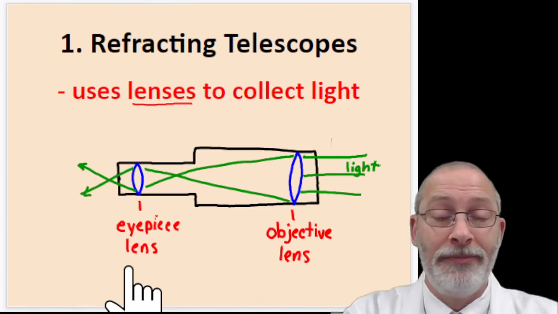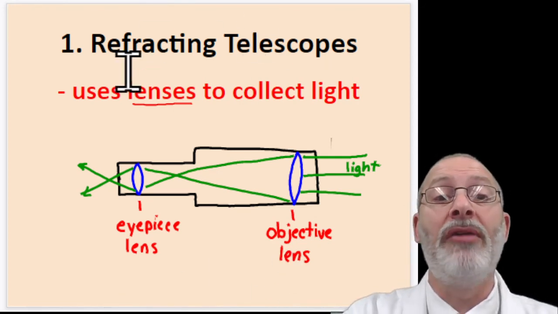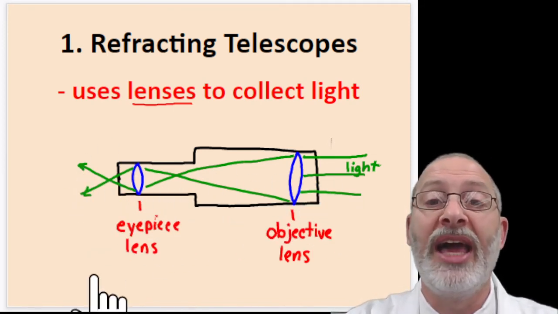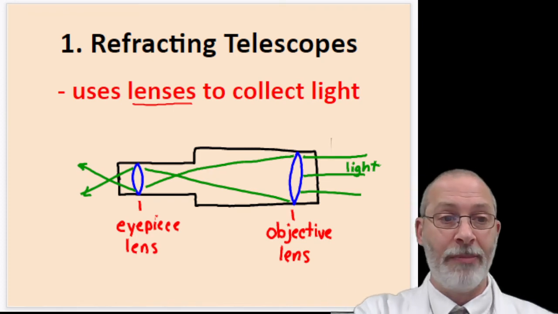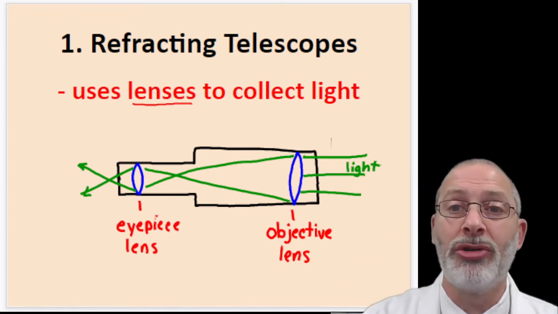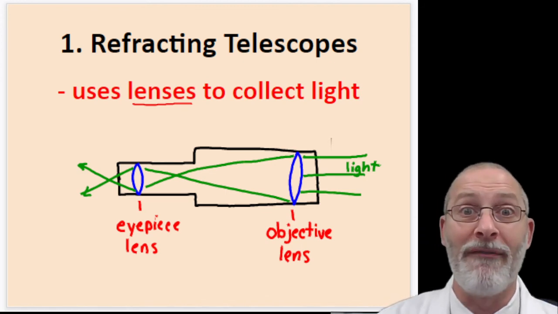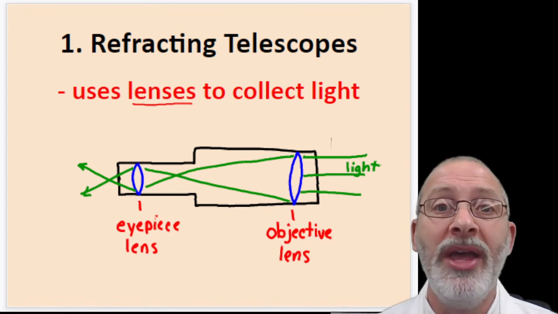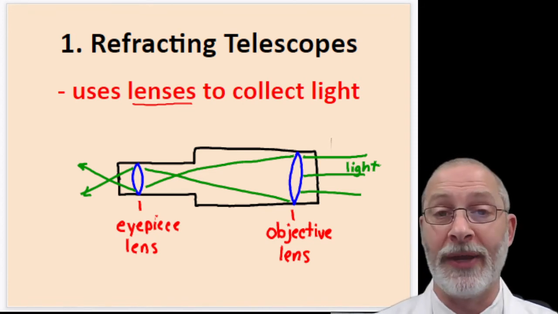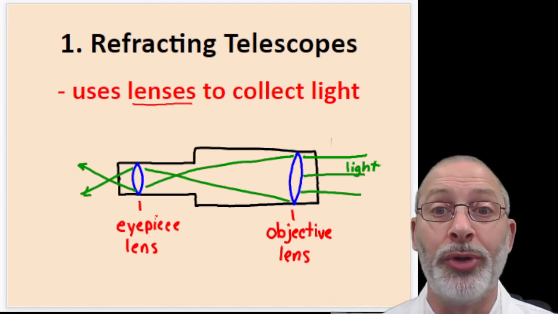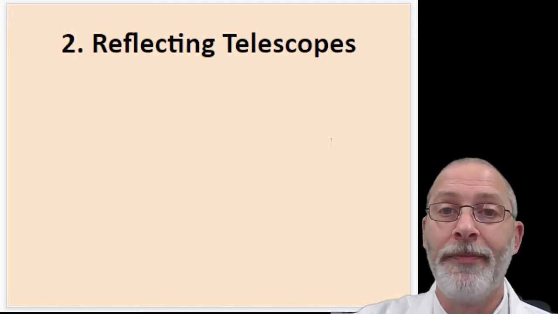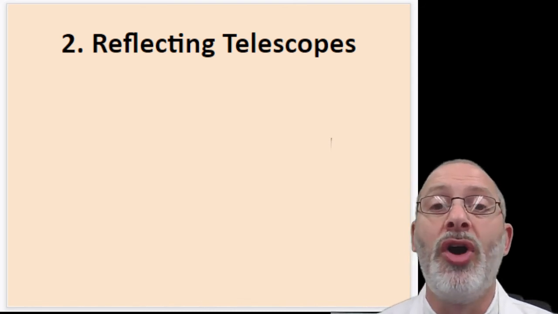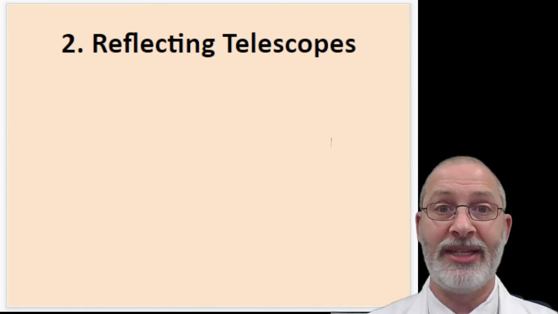And so a refracting telescope uses lenses to collect light from a distant object. That's the basic structure of a refracting telescope, and we will be using lenses tomorrow in order to produce a refracting telescope. All right, let's get to the second type of telescope here, which is called a reflecting telescope.